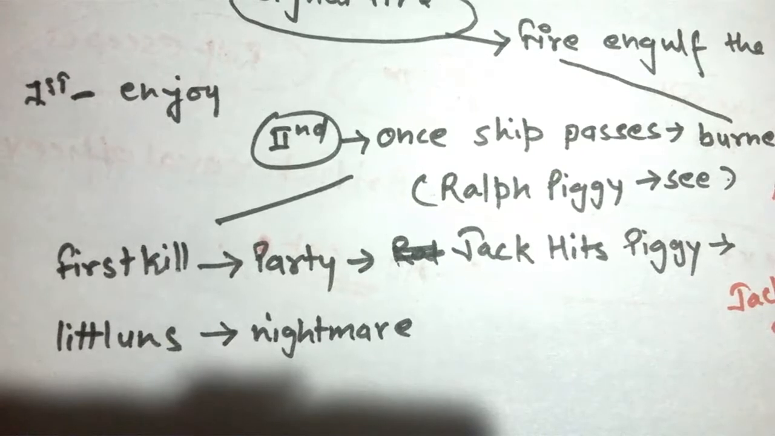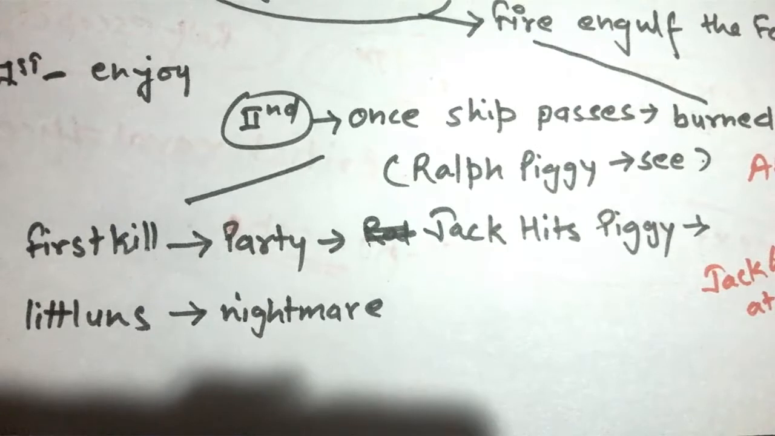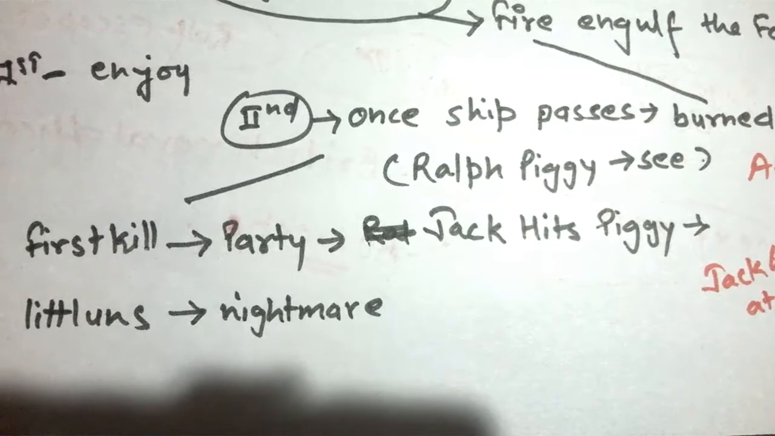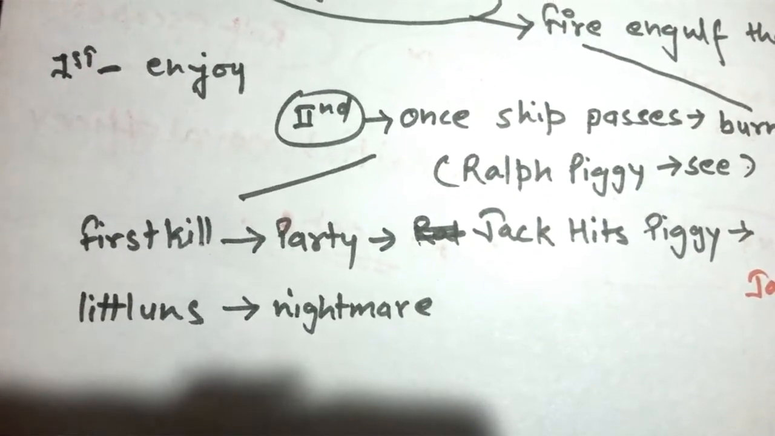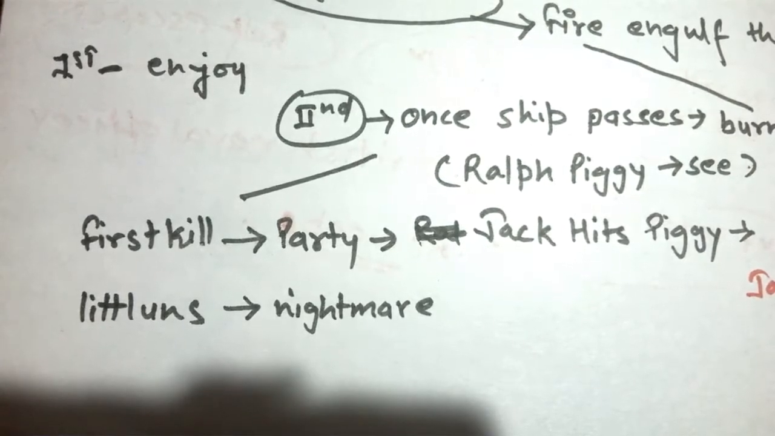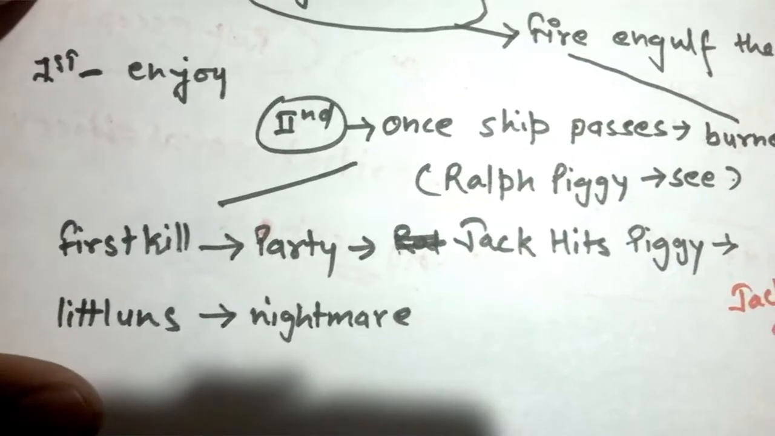But at that time, Jack was celebrating his first kill with his hunters, and they were having a party there. When Piggy starts telling some bad things about Ralph, accusing him of not taking care of other things, Jack hits him badly. And later, what happens? A little boy, the smallest or youngest among them, named Little Uns, became afraid, and he saw a nightmare.